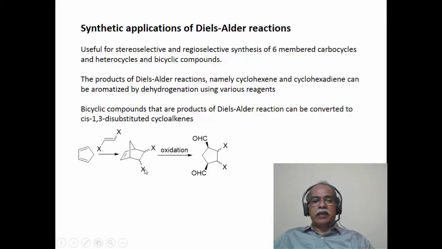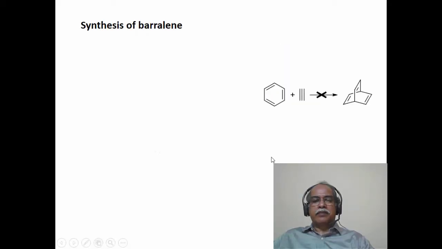On the other hand, if it is an exoselective product formation, then the aldehydes and the 2X groups will be trans with respect to each other. So both the stereoisomers it is possible to produce using the Diels Alder reaction.